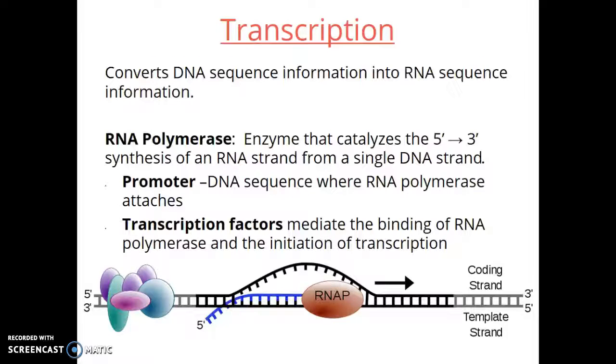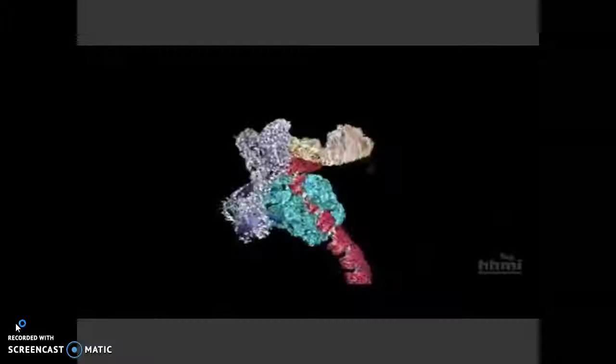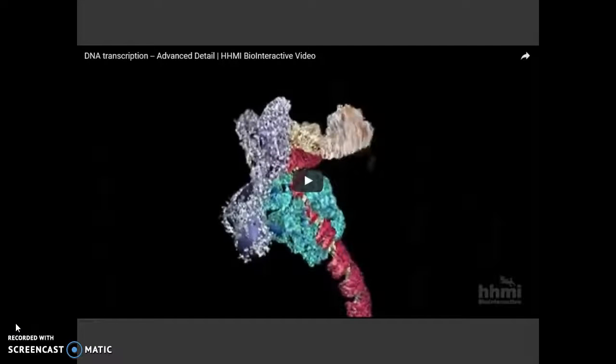So the big difference is it's going to be single-stranded, and it's also going to have uracil instead of thymine. The promoter is going to tell RNA polymerase where to start, and then we're going to have some transcription factors that will help the RNA polymerase bind effectively to the DNA. And this is really important. We'll spend a lot of time talking about this when we talk about regulation. So here's a quick video looking at transcription.